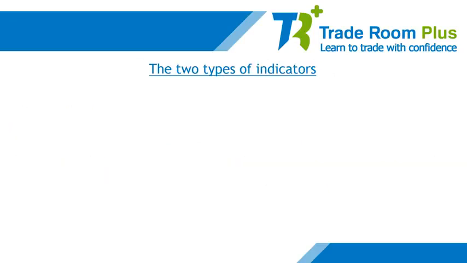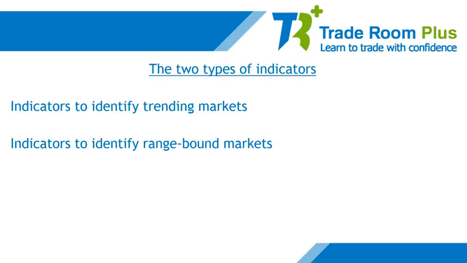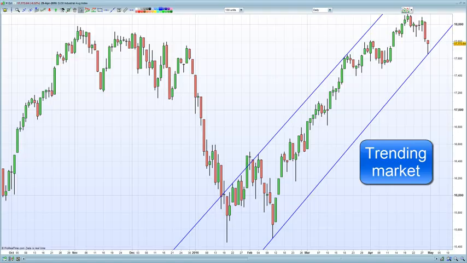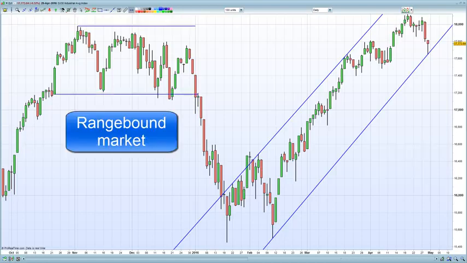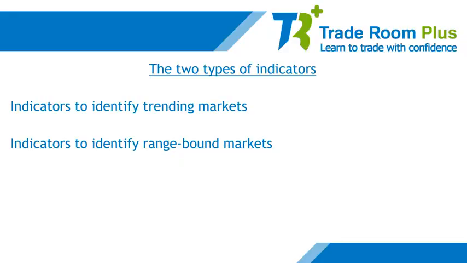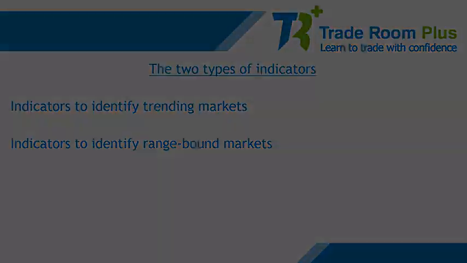The 2 types of indicators. There are 2 main types of markets, trending and range-bound or sideways markets. A trending market looks like this, where the market is moving in one direction. A range-bound or sideways market looks like this, where the market is moving up and down within a specific range. Indicators tend to be suited to either trending or range-bound and sideways markets.